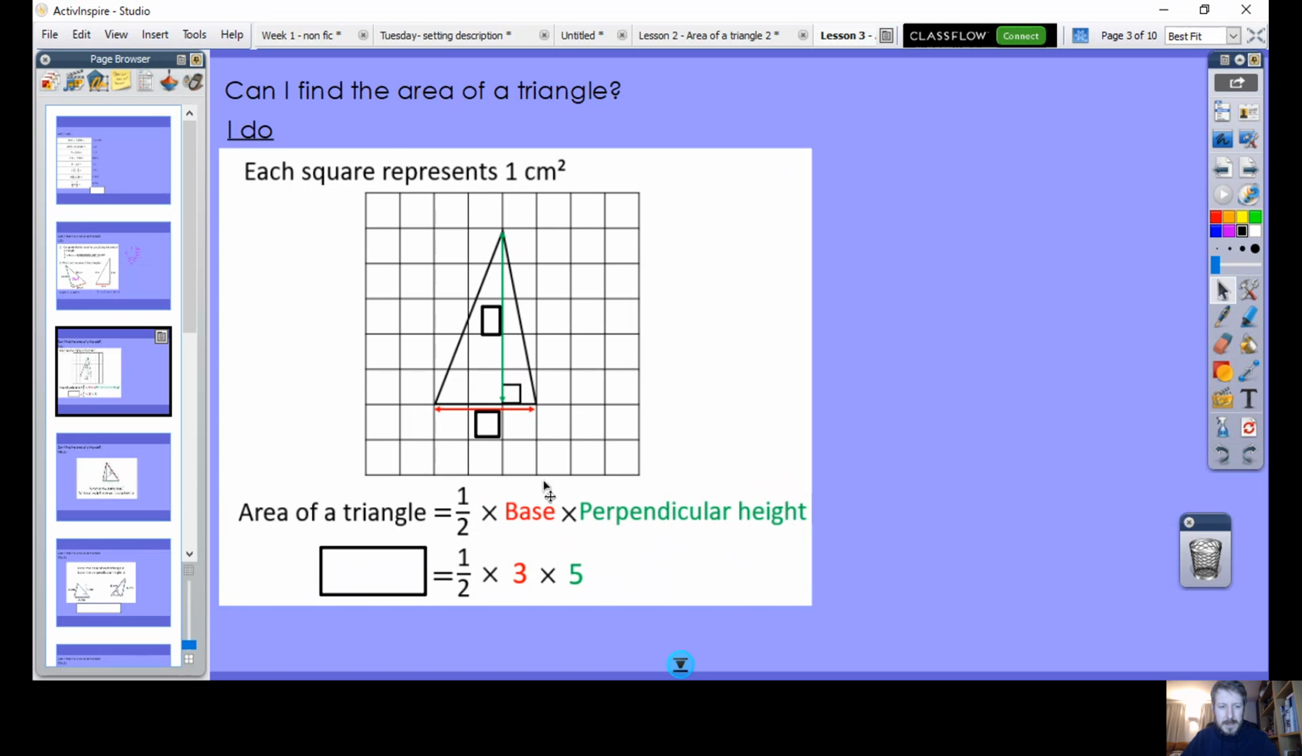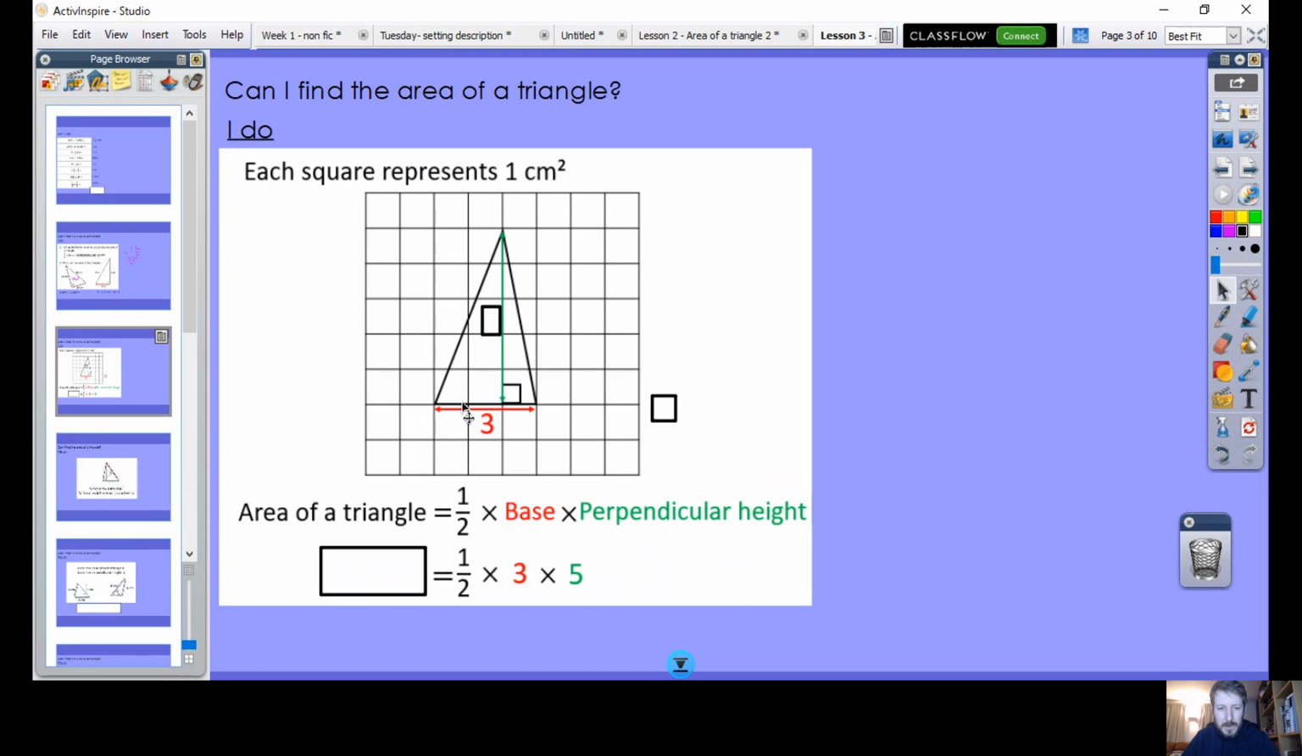We find the base of the triangle, but then we have to measure from that base to the top of the triangle at a right angle still, which is the perpendicular height, but that isn't necessarily going to be one of the other sides. So actually I can still calculate the perpendicular height even if it isn't one of the other lengths of the triangle. So what is the base? The base is going to be 3 centimeters, because each square is 1 centimeter square.